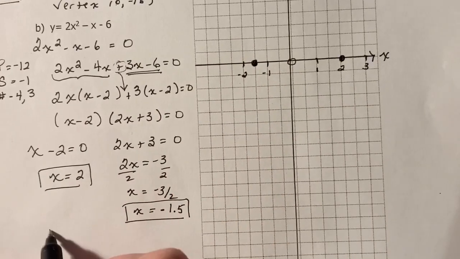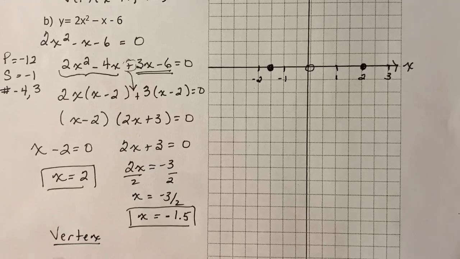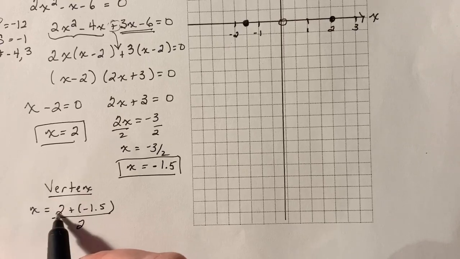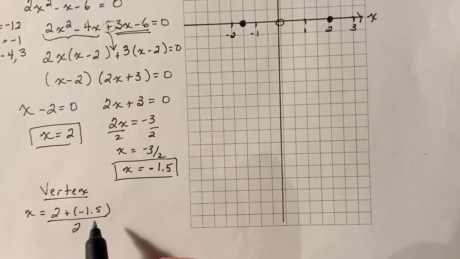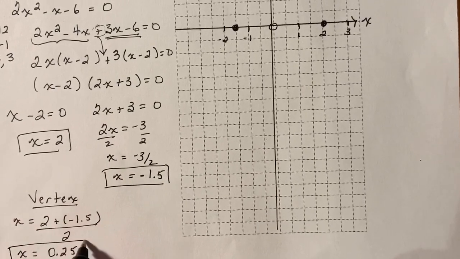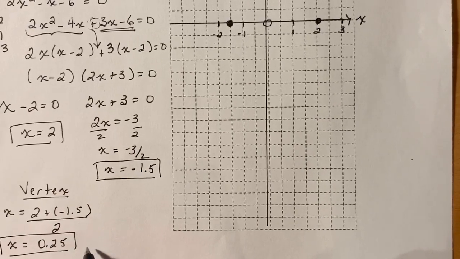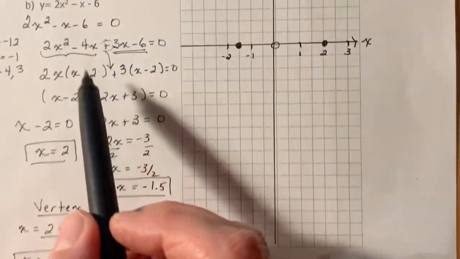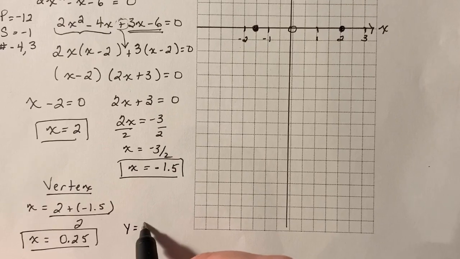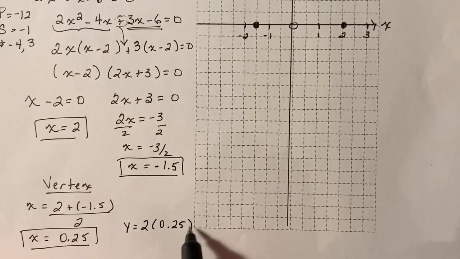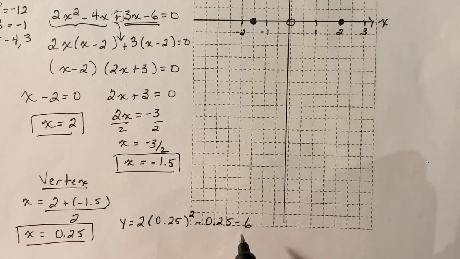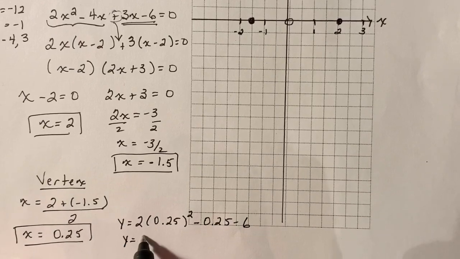Okay, now let's find the vertex. Once again, you're going to take your two x values, add them together, and divide by 2. So 2 plus -1.5, 0.5 divided by 2, 0.25. Okay. And then we're going to find what y is at the vertex. So you're going to sub it into your equation here and solve for y. So y equals 2 times 0.25 squared minus 0.25 minus 6, and then you're going to follow your order of operations and figure out what y is.